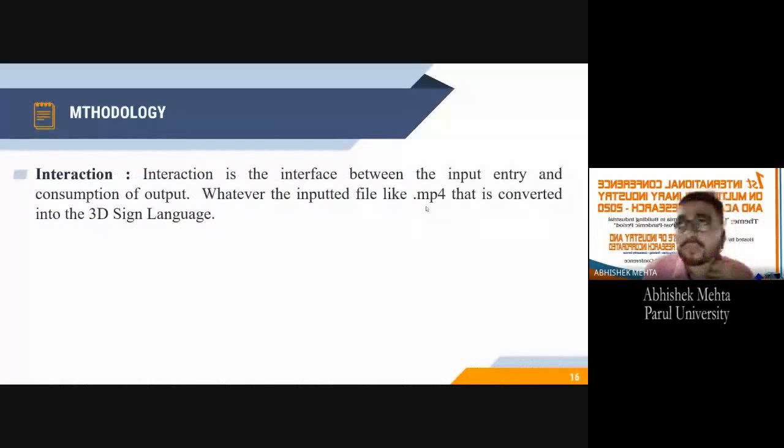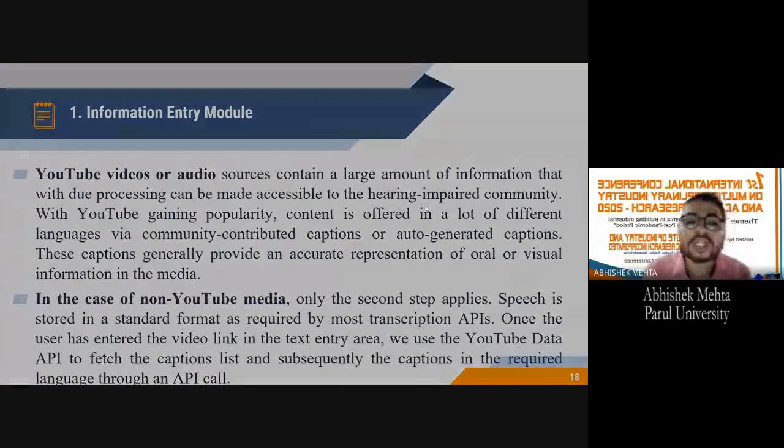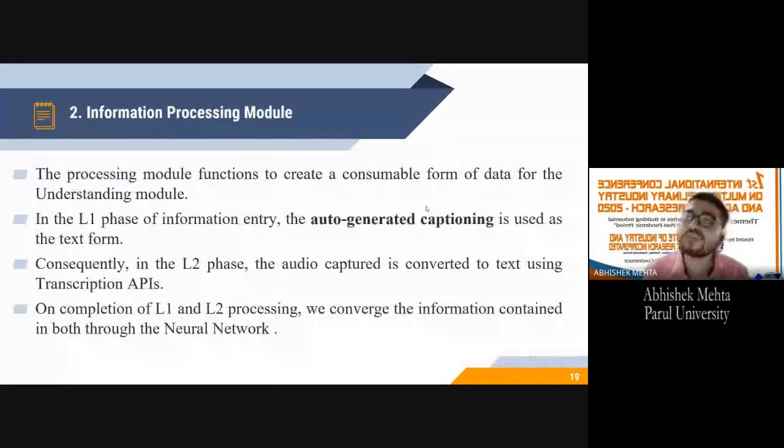What are the components? Here there are two components, that is the YouTube video or the audio, and in case of a non-YouTube video, you just convert it to audio and upload it into the system. In the information processing module, here we are using Python. With that Python language, we are using NLTK, the Natural Language Toolkit, for auto-generated captioning.